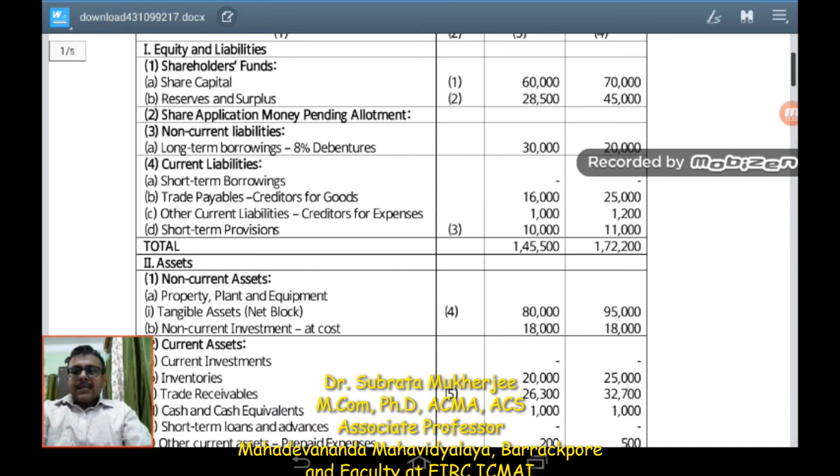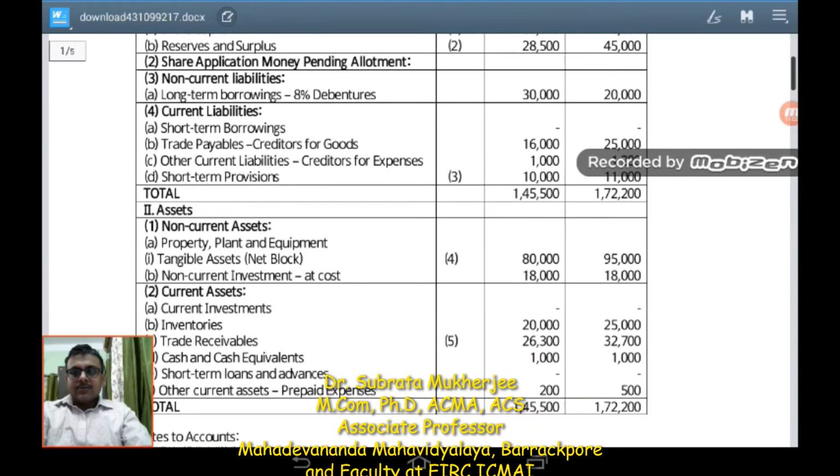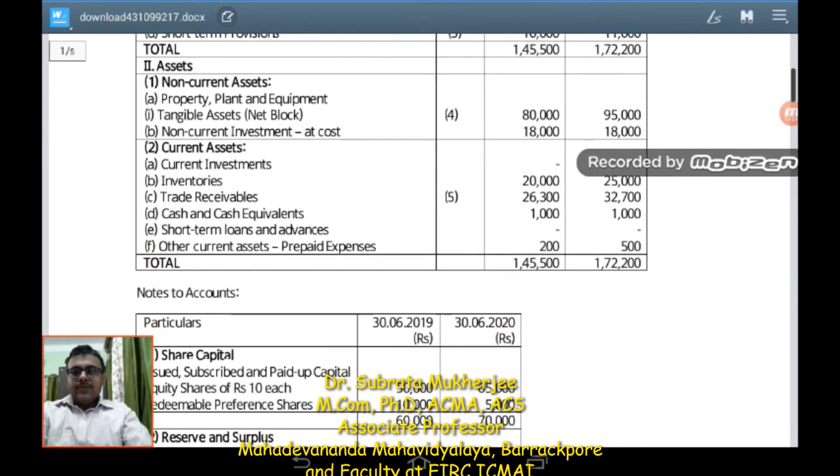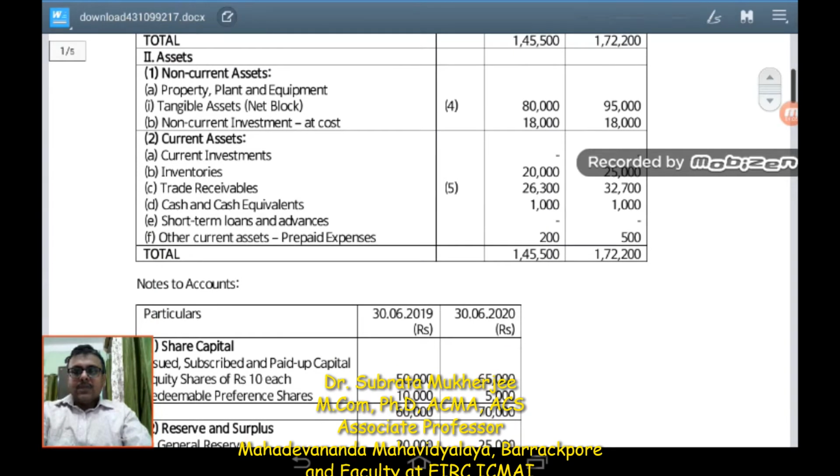Property, plant and equipment, under which we have tangible assets of 80,000 and 95,000. Non-current investment at cost is 18,000 and the closing balance is also 18,000. Inventories 20,000 and 25,000. Trade receivables 26,300 and 32,700. Cash and cash equivalents 1,000, and other current assets, prepaid expenses, we have 200 and 500.